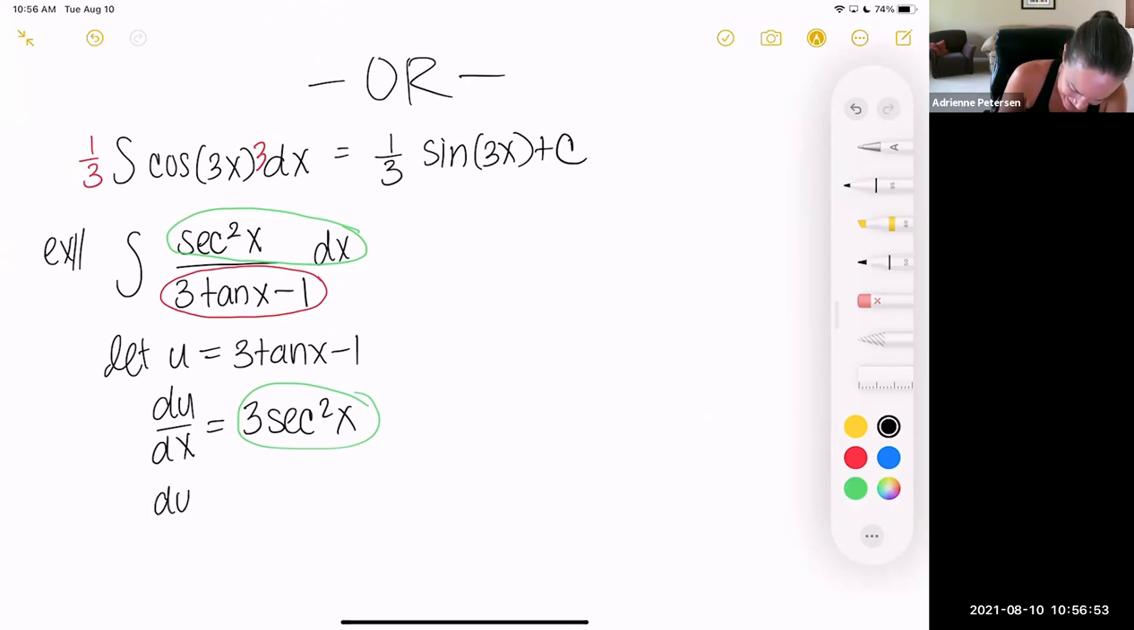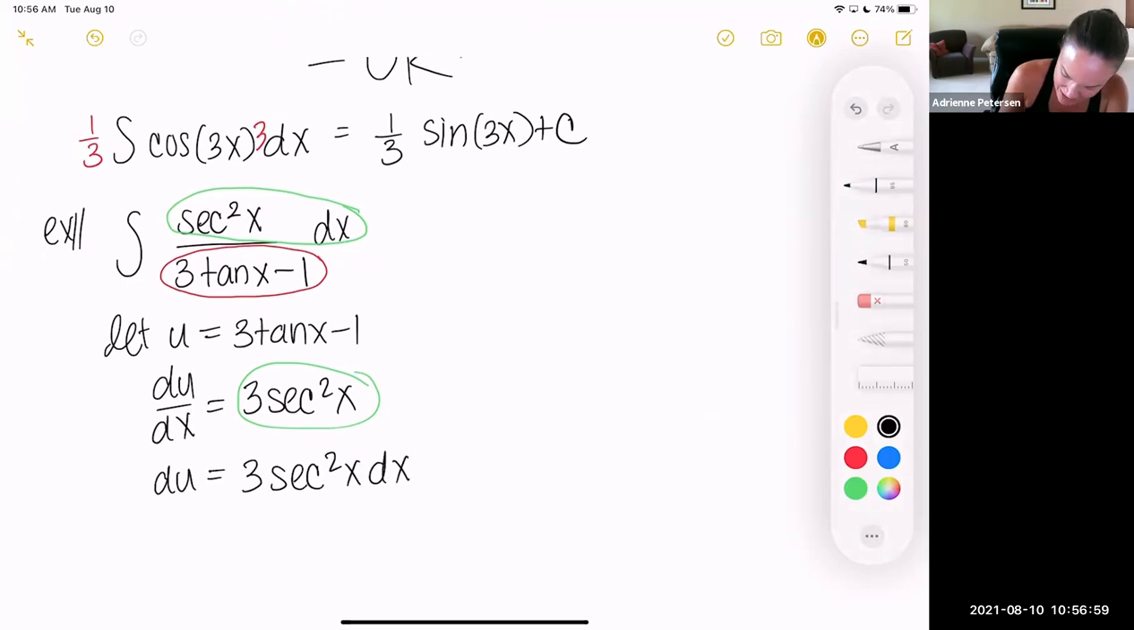So first of all, I'll split this du dx up. And then I want to solve for what we see in the integral. We want to see what we see in the integral, right? That's secant squared x dx. So I'll multiply both sides by 1/3.